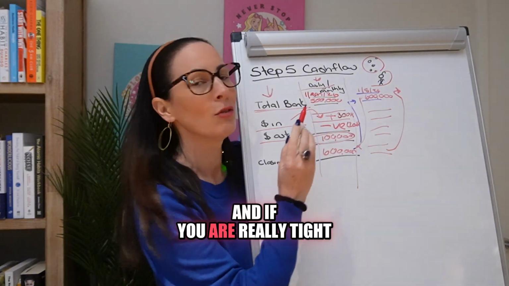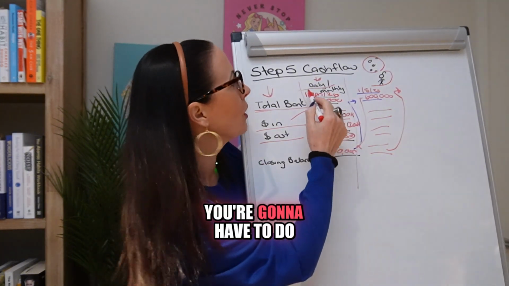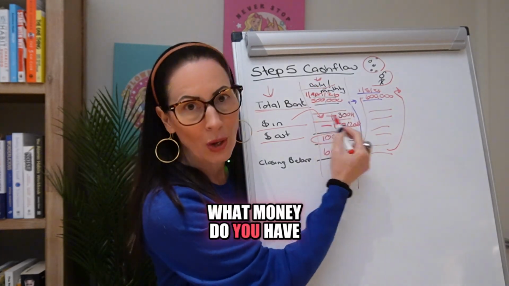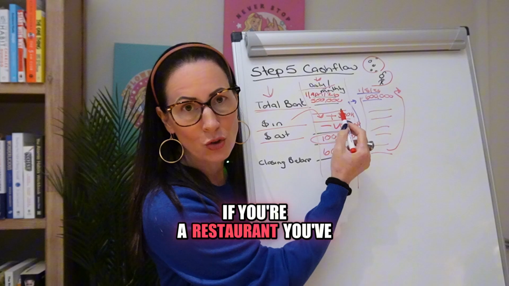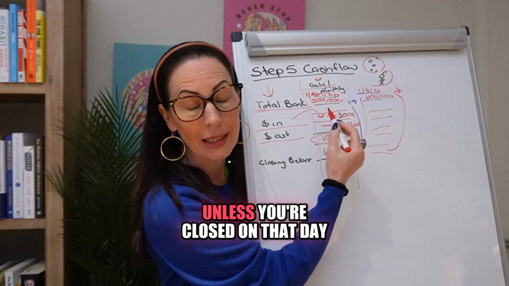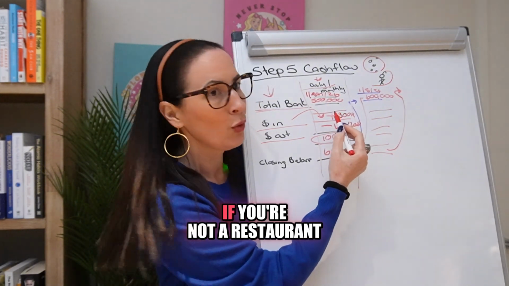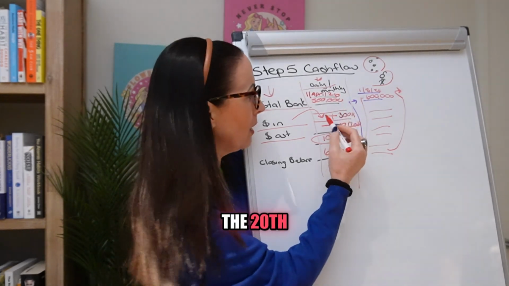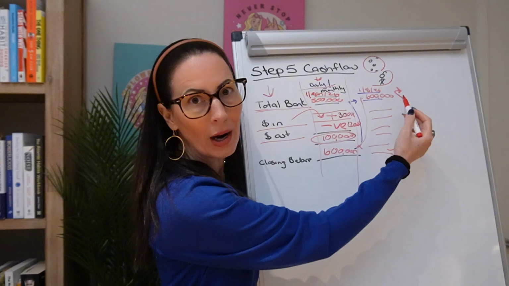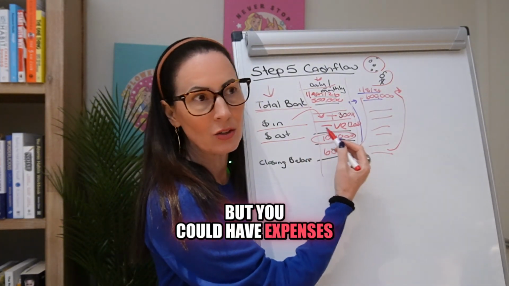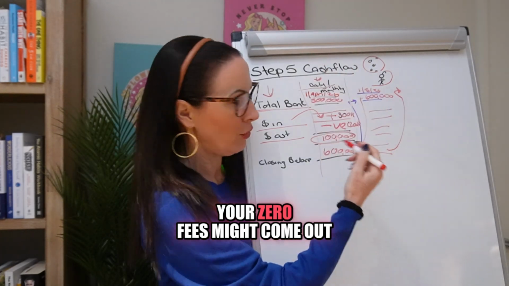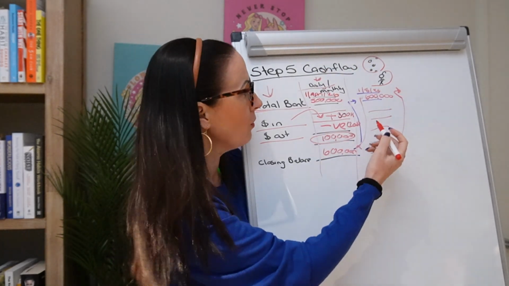And if you are really tight on cash, you're gonna have to do this daily. So that would be the 1st of April. What money do you have coming in April? If you're a restaurant, you've got money coming in daily unless you're closed on that day. If you're not a restaurant and you're an accounting business, you only get paid on the 20th, you're gonna have nothing until the 20th, right? But you could have expenses. Your phone might come out on the 5th. Your Xero fees might come out on the 10th, whatever.